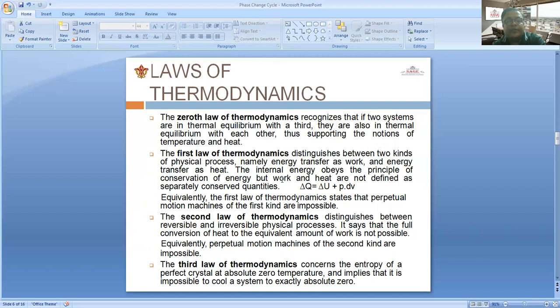Some part of the heat energy goes into the rejection body, or the sink body. The third law of thermodynamics concerns the entropy of a perfect crystal at absolute zero temperature, and implies that it is impossible to cool a system to exactly absolute zero.